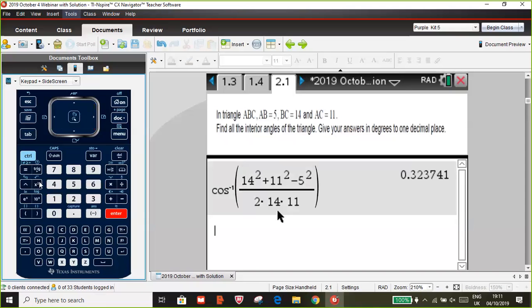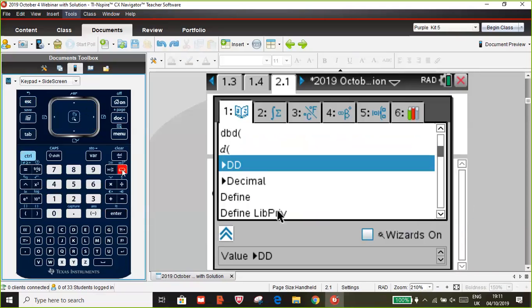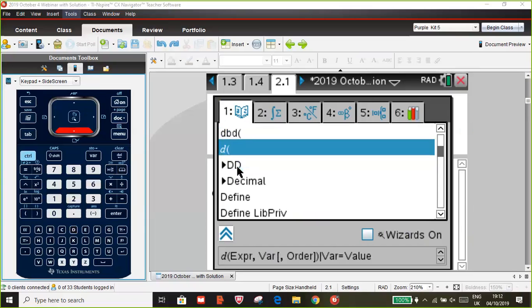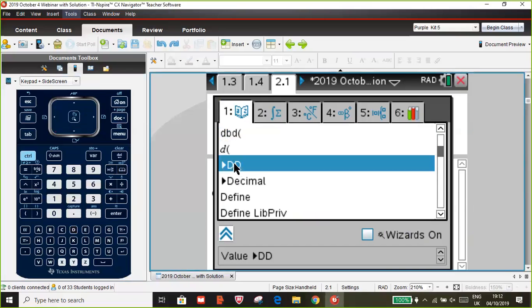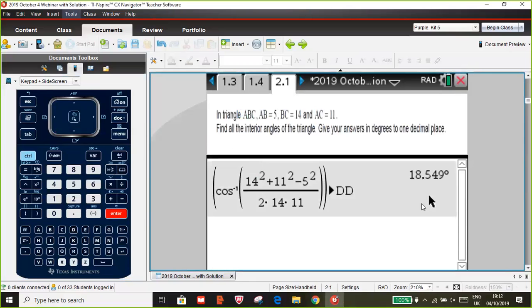So what should I do? I should instead do another step. Make use of the book button, and I look for this function, value changing to degrees. If you're not sure where to find it, you just type a D and you'll come to this page and just scroll down to this function that I want. Just press enter and that will give me my first answer, 18.5.